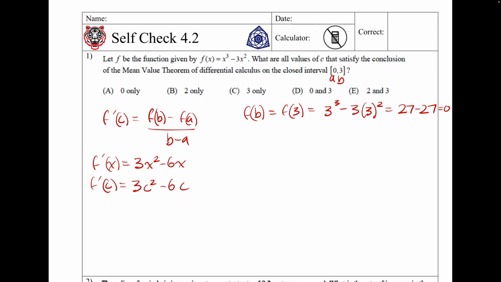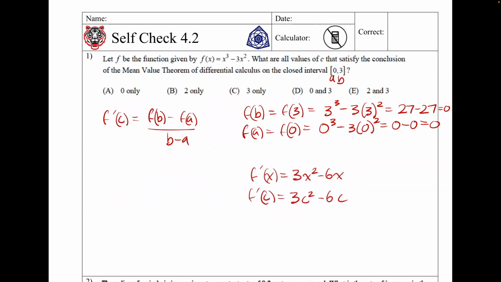Oh, we get a lot of zeros here. And f of a is equal to f of 0, which is equal to 0 cubed minus 3 times 0 squared, which is equal to 0 minus 0, which is 0. So plugging in everything to this formula, that's all of our scratch work. We have 3c squared minus 6c is equal to 0 minus 0 all over 3 minus 0.